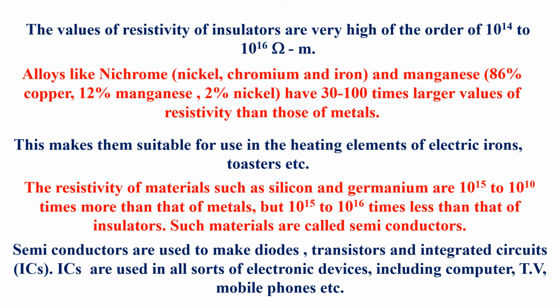And semiconductors are mostly used in preparation of diodes, transistors and integrated circuits, ICs. Okay. And all these ICs are mostly used in all your electronic devices, Nana, including computers, TV, mobile phones. All of them have small ICs. These are made with materials using silicon and germanium. What are the materials they have used, Nana? Silicon and germanium. Okay.